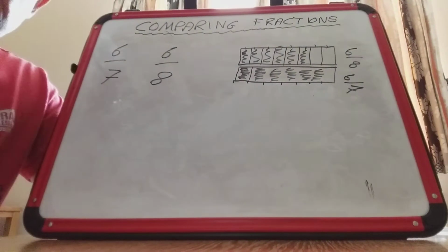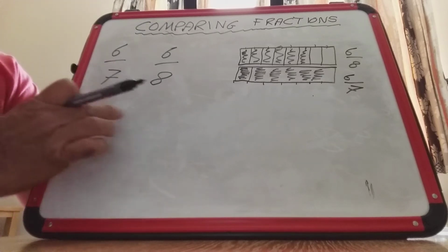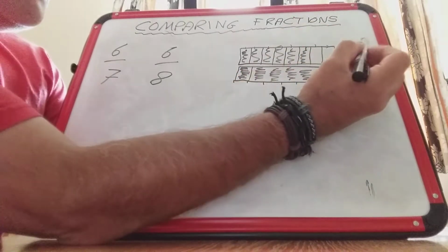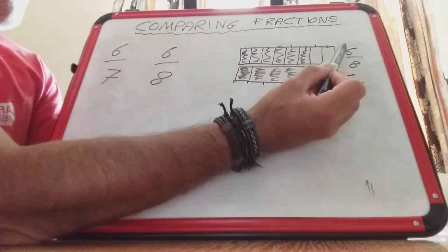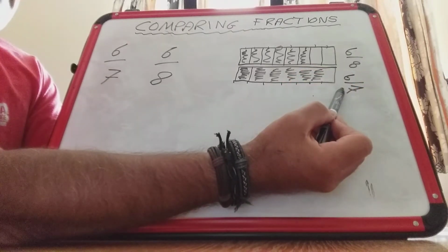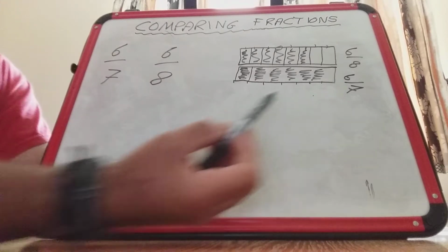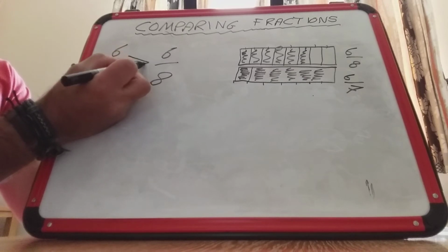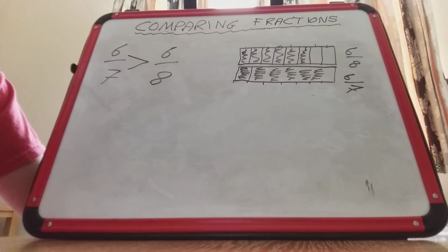Right, so that means that as we've shown from here, because the numerator is the same, 6 there and 6 there, what we've got is 6 smaller pieces at the top and 6 bigger pieces at the bottom. So therefore 6/7 is going to be bigger. So 6/7 is like that. Okay, that's another example.